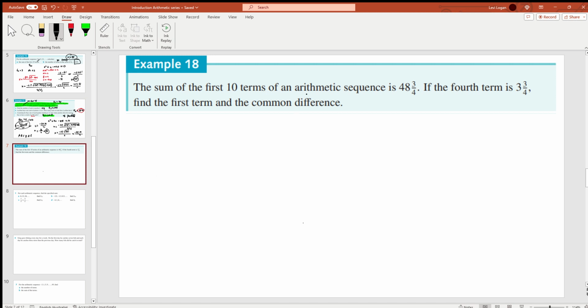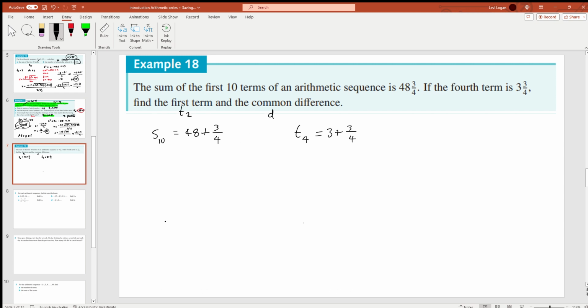So the sum of the first 10 terms in an arithmetic sequence is 48 and 3/4. If the fourth term is 3 and 3/4, find the first term and the common difference. In other words, we're told the sum up until 10 is 48 plus 3/4, and the fourth term is 3 plus 3/4. And we're asked to find the first term, T of 1, and the common difference.